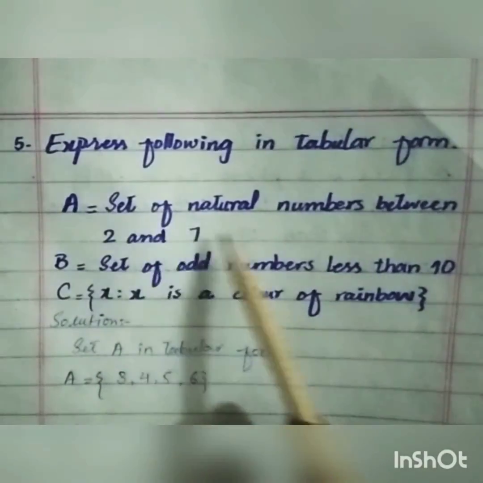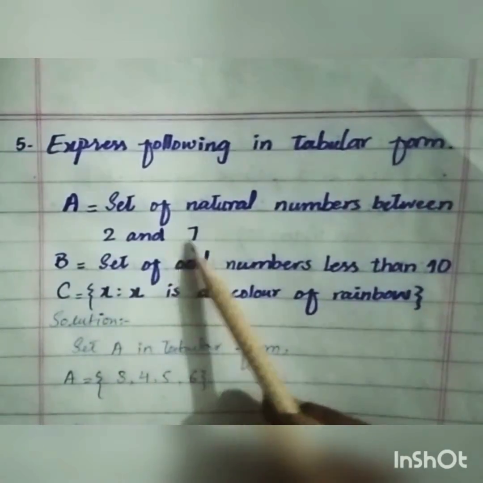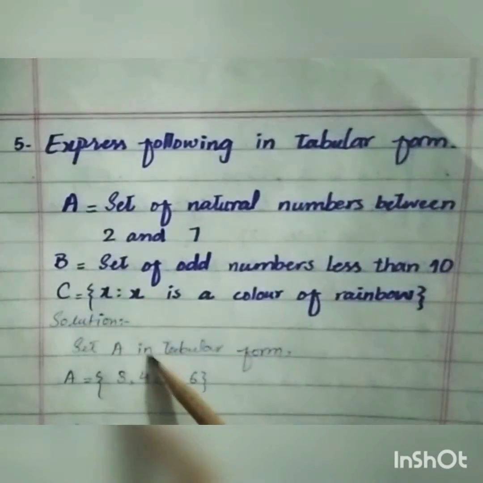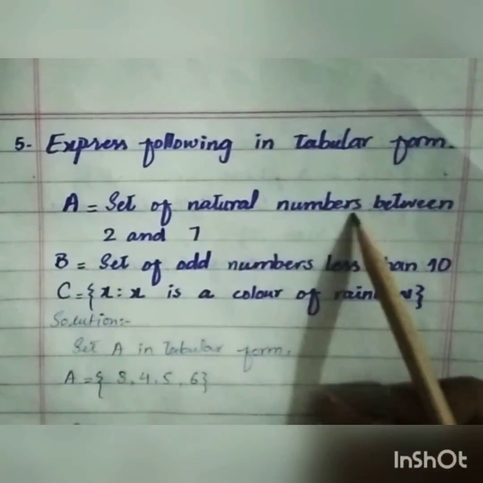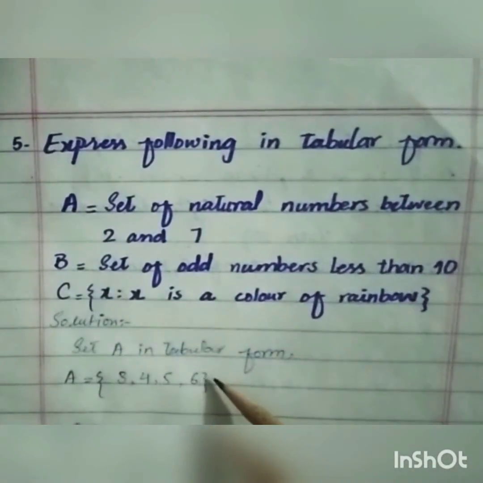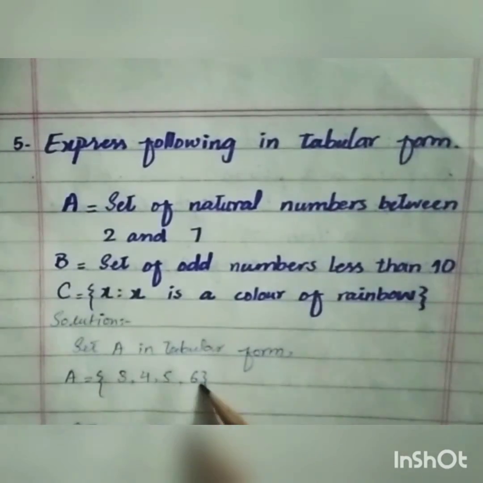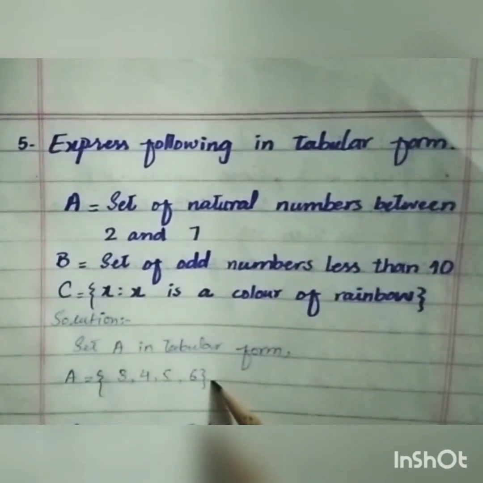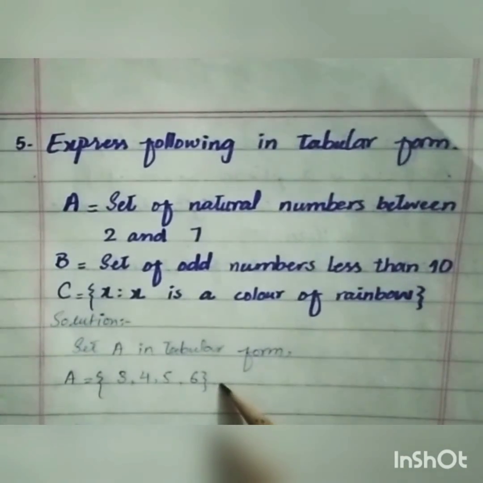As we know, set A is the set of natural numbers between 2 and 7. So in order to represent set A in tabular form, we will write that the natural numbers between 2 and 7 are 3, 4, 5 and 6. Set A is equal to the set 3, 4, 5, 6. So this representation is called tabular notation.